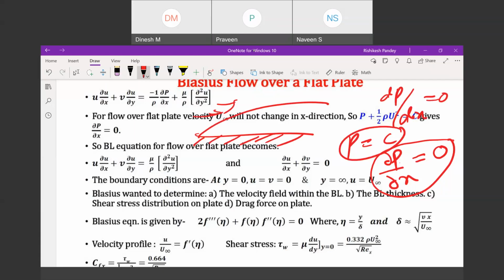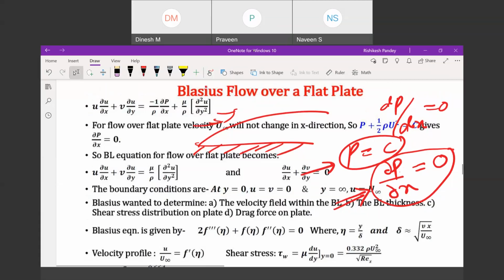So in GATE 1 mark question, they have asked this thing. Flow over a flat plate, pressure is constant or varying, or pressure gradient. Pressure gradient means dp by dx. Pressure gradient is 0, pressure gradient is constant, pressure gradient is variable, like that option was there. So pressure gradient is 0 for flow over a flat plate. Pressure is constant for flow over a flat plate. These 2 points you can make a note.